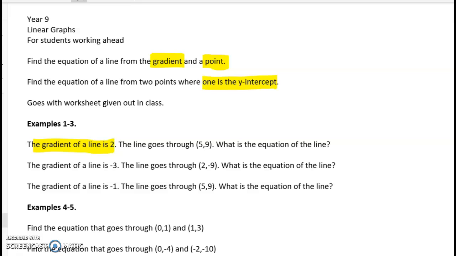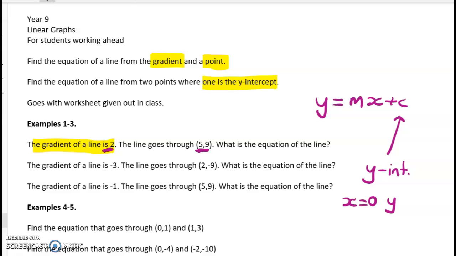Okay, so the first three all have the same pattern. I'm going to give you the gradient of the line and tell you where it goes through, one point, and we have to figure out the equation of the line. One way we can always write the equation of a straight line is in this form here: y is equal to mx plus c. C is the y-intercept, and that's what we get when x equals 0. y will work out to be c.